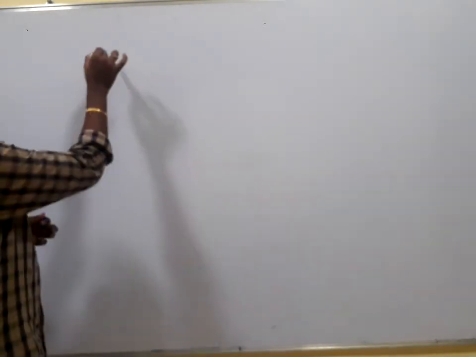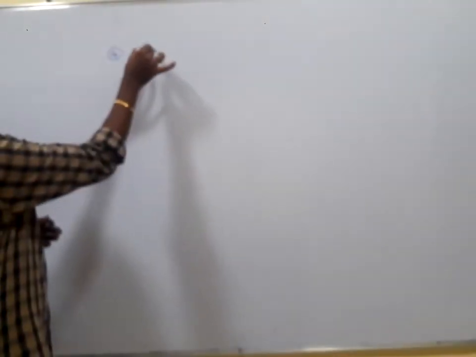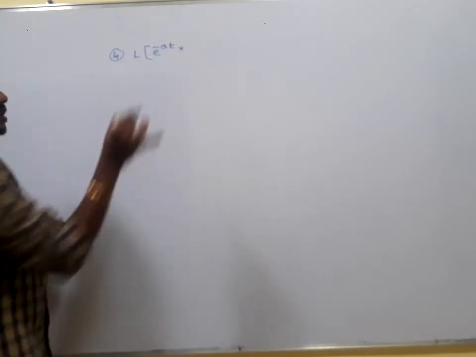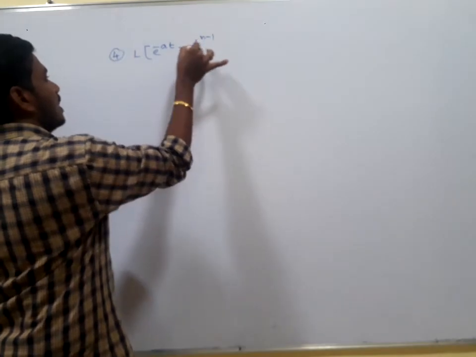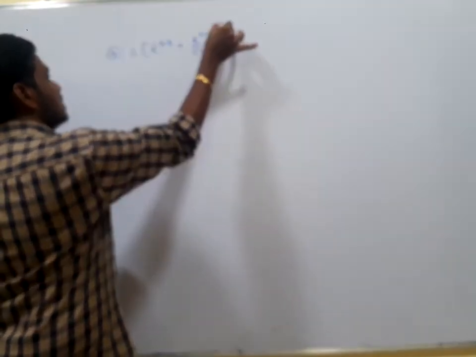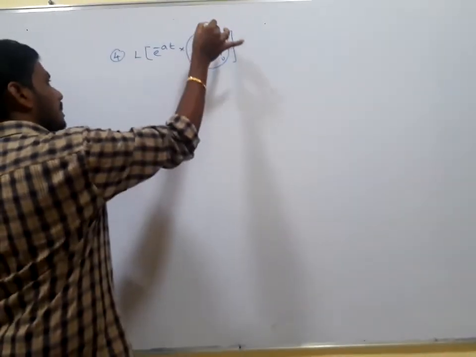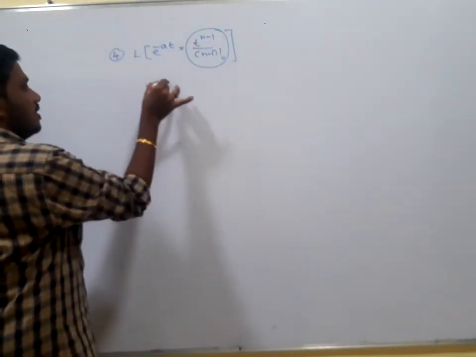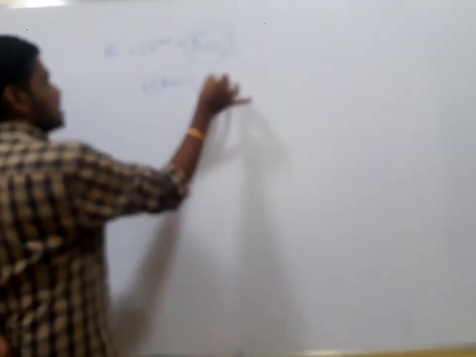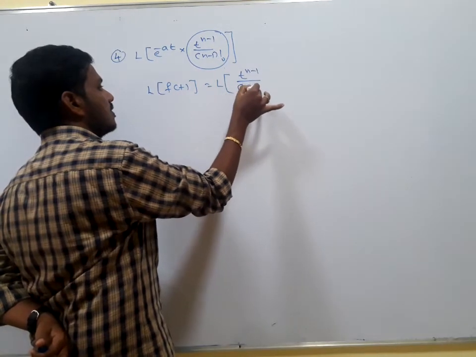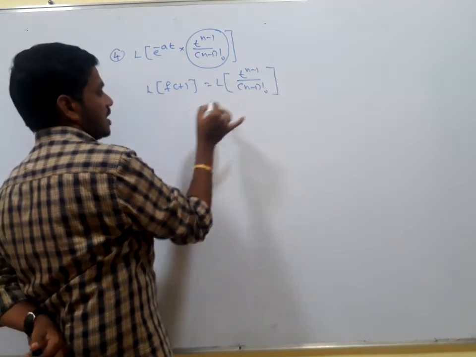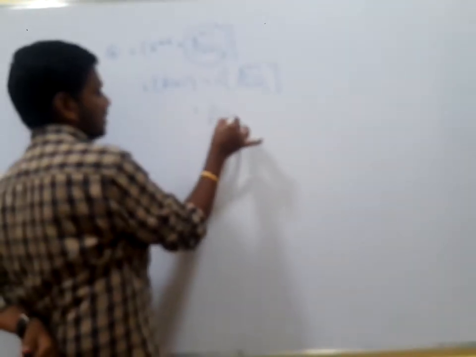Next one, the fourth one: the Laplace transform of e to the power of minus at into t to the power of n minus 1 divided by n minus 1 factorial. So I am going to take this as our f of t. The Laplace transform of f of t is equal to the Laplace transform of t to the power of n minus 1 divided by n minus 1 factorial. Here, 1 by n minus 1 factorial is a constant.